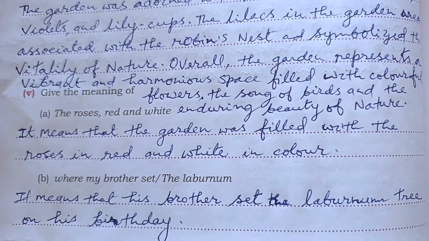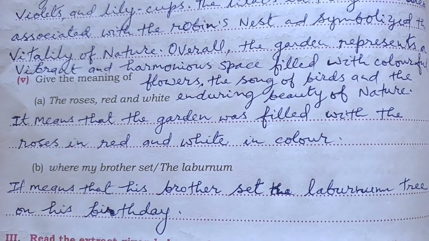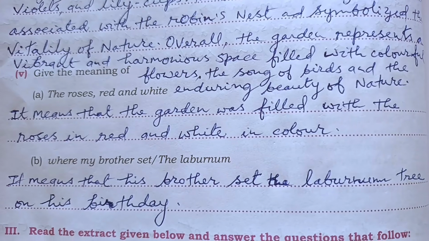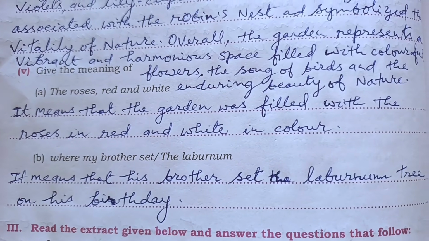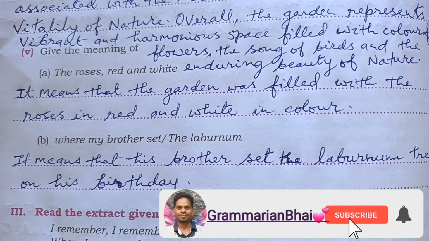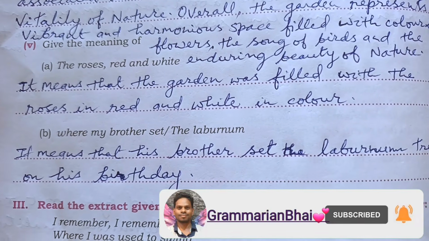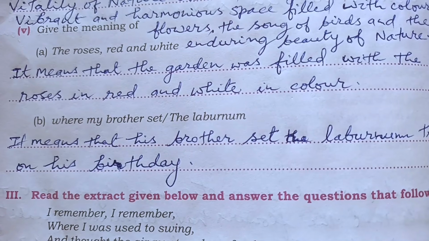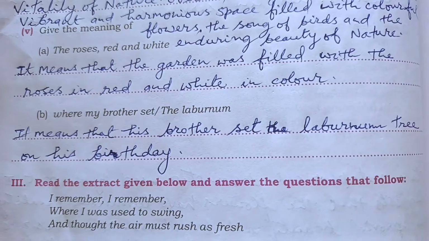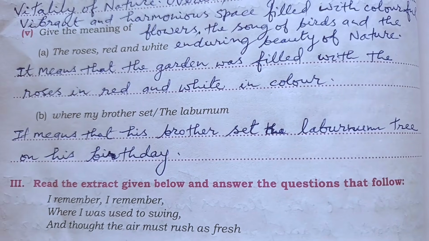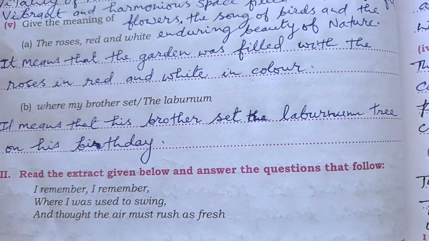Next one, number 5, give the meaning of the roses in red and white. So the answer is it means that the garden was filled with the roses in red and white in color. Second one, where my brother set the laburnum. So the answer is it means that his brother set the laburnum tree on his birthday.